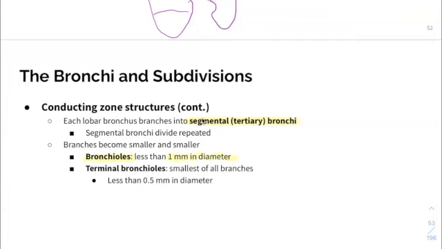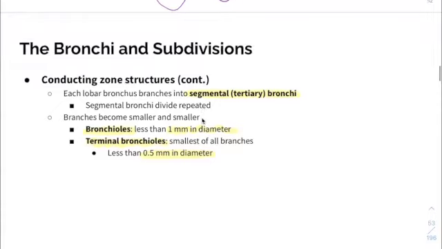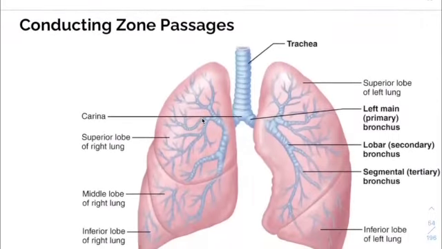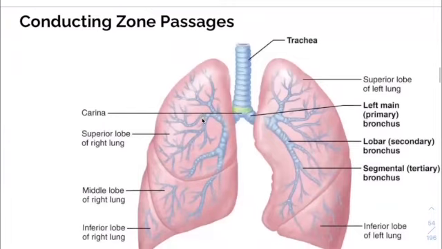While terminal bronchioles, terminal meaning at the end, are less than 0.5 millimeter in diameter. Terminal bronchioles lead to what are called alveoli, where gas exchange occurs. So here's a much better drawing of the lungs. With the trachea, you see that carina cartilage right here. This is what causes you to cough very violently if anything were to hit it.